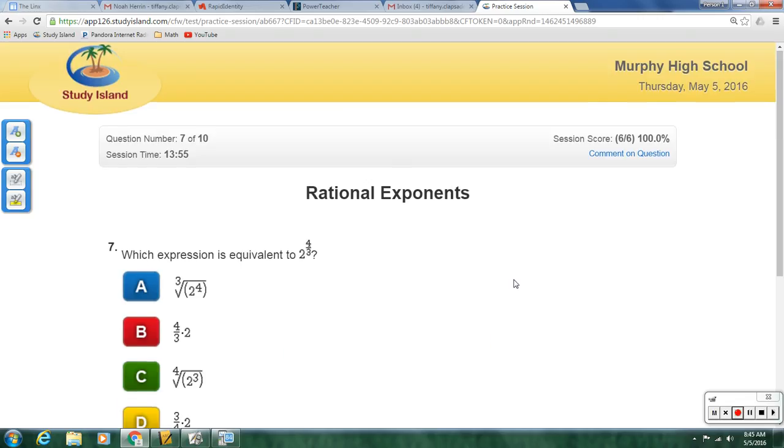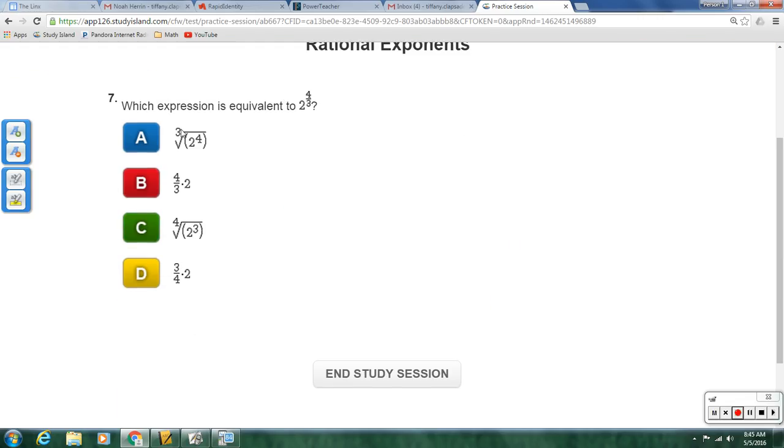Okay. Another one. You're just changing the form. So remember, this is the root. There's only one answer that has a cube root on it. Hey, that's it.